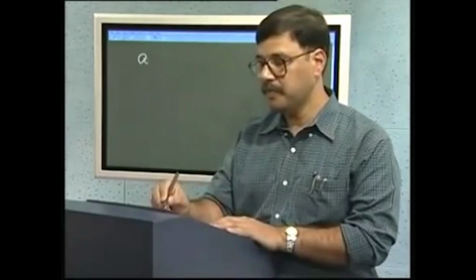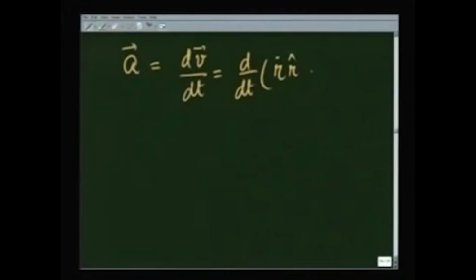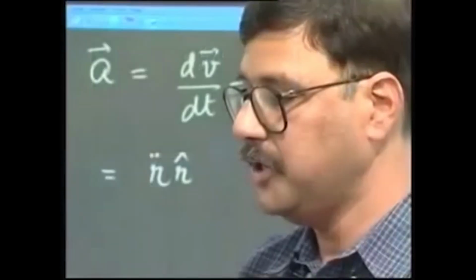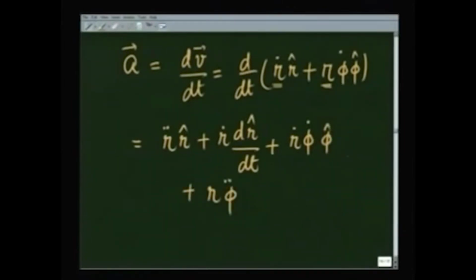To derive the acceleration, I just differentiate the velocity of the particle, dv/dt, and this is going to be equal to d/dt of the velocity in planar polar coordinates, r dot r unit vector plus r phi dot phi unit vector, which is equal to r double dot r, that is, I differentiated this term, plus r dot dr/dt plus r dot phi dot, I differentiated this term, phi unit vector, plus r phi double dot phi unit vector plus r phi dot d phi/dt. So, I have 1, 2, 3, 4 and 5 terms.